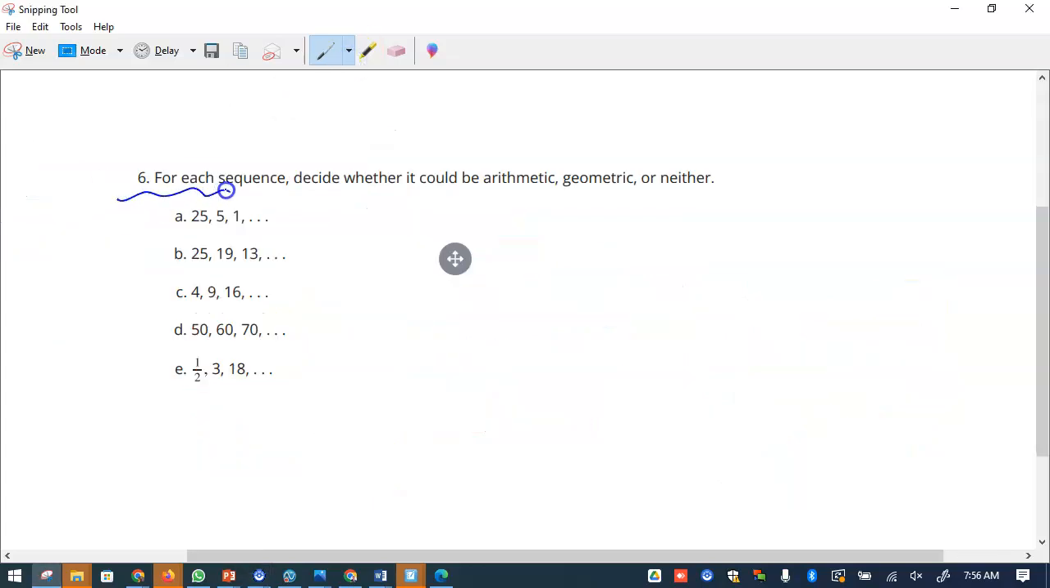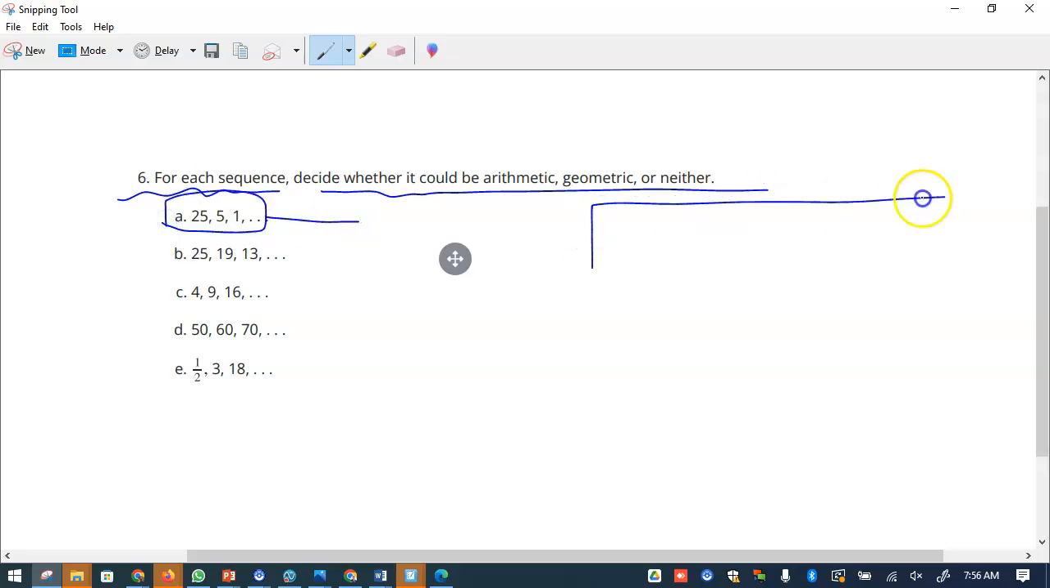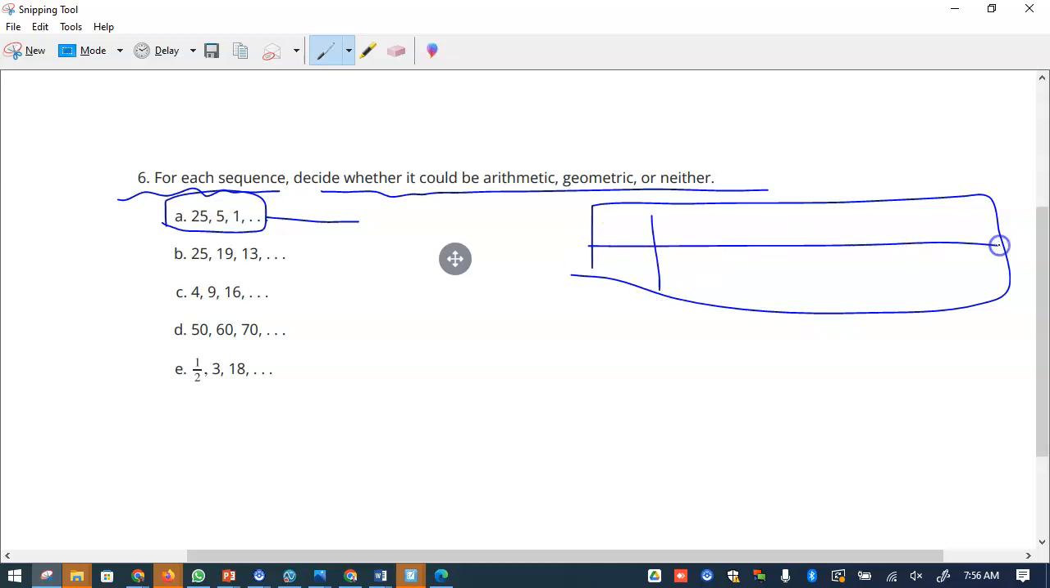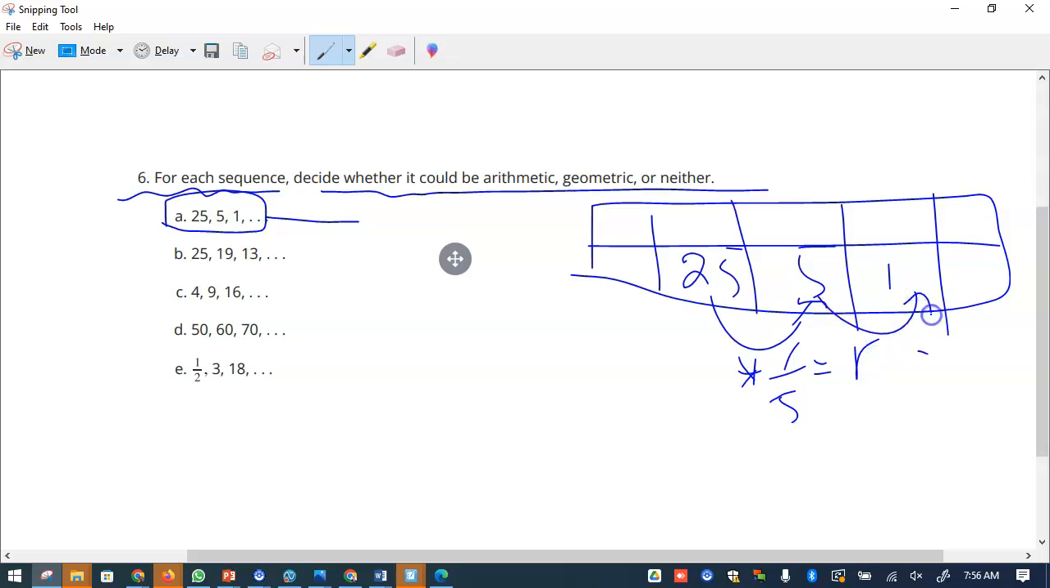Question number 6. Look at it. Decide whether it could be arithmetic. By looking at it, you can see the number becomes 1/5. So start with 25, then it becomes 5, then it becomes 1. It means you are multiplying by 1/5. So that itself is the ratio. Again, you are multiplying by r, which is 1/5.